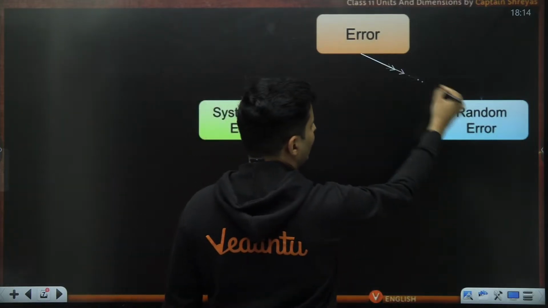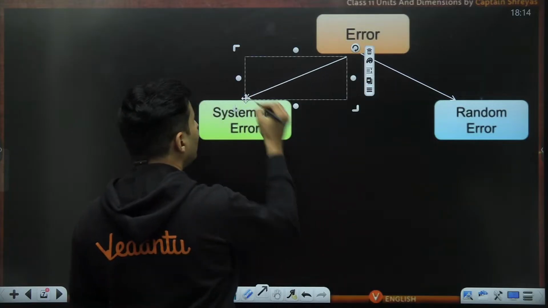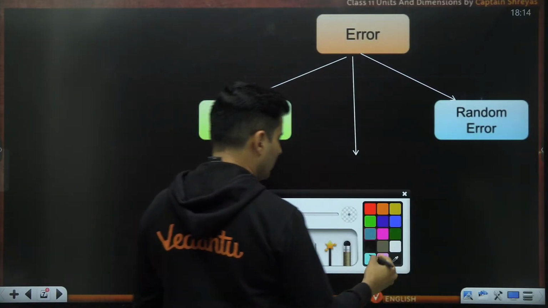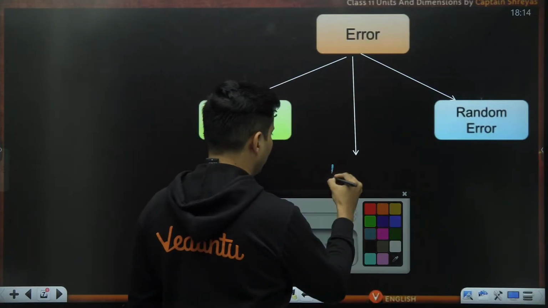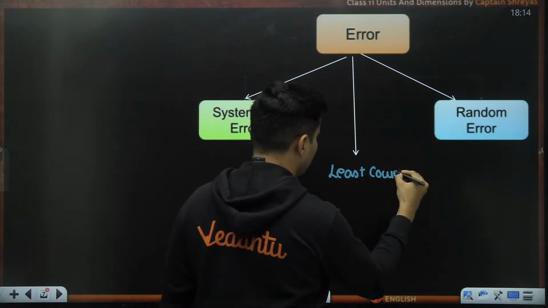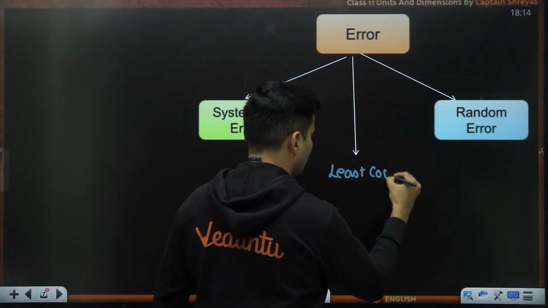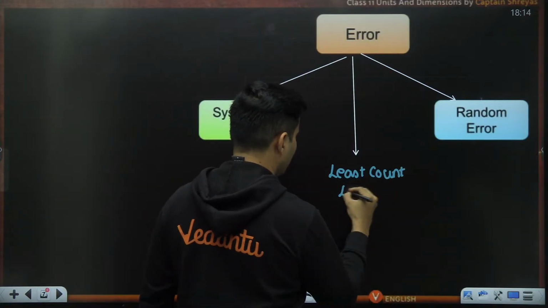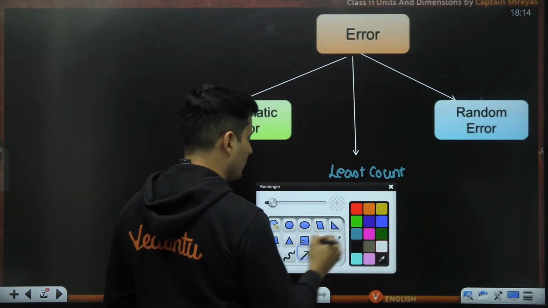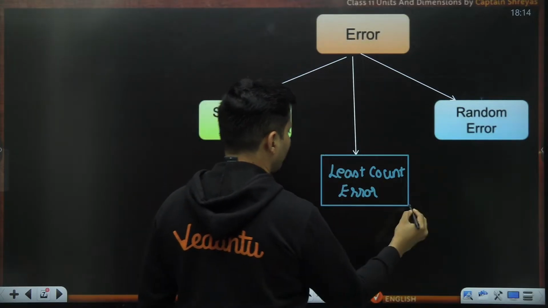First is basically a random error. Second is basically a systematic error. Okay, and then we are also going to talk about something called the least count error. So what are these kinds of errors that we are talking about? Let me go one by one.